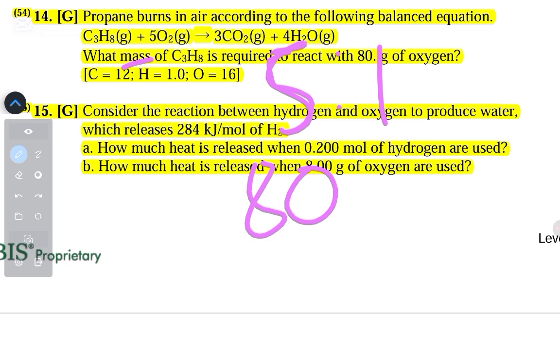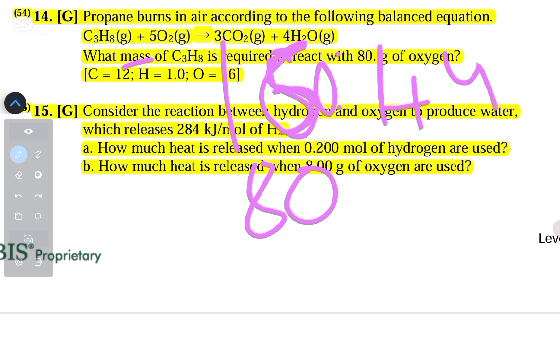O is 16, so O2 is 32. 32 times 5 will be 160. So 160 is equal to C3H8. C is 12, H is 8: 12, 12, 12 is 36 plus 8, which is 44. Yes, 44.